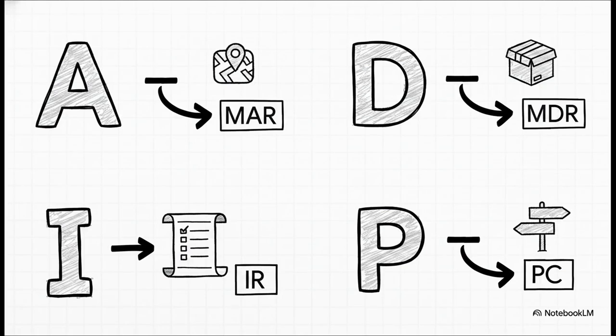I know that's a whole lot of acronyms, but here's a fantastic little trick to remember the main ones. A is for address, which goes in the MAR. D is for data, which goes in the MDR. I is for instruction in the IR, and P is for the place of the next instruction, which the PC keeps track of. It's a simple little thing, but it's super helpful for keeping it all straight.